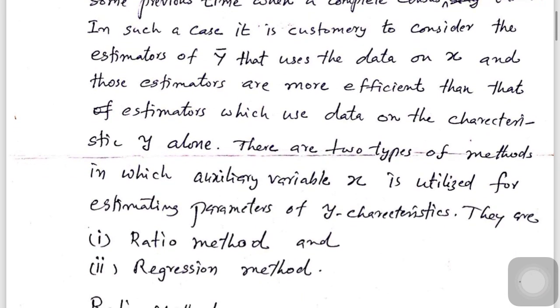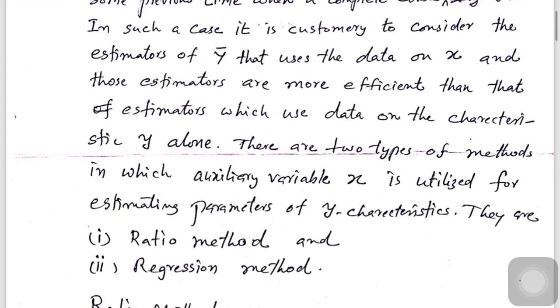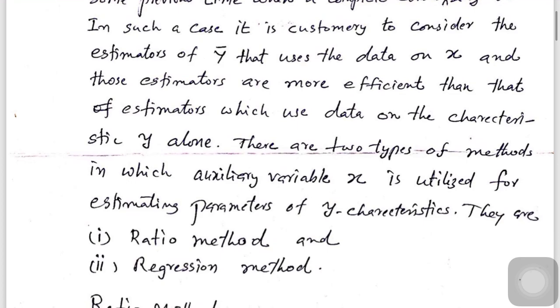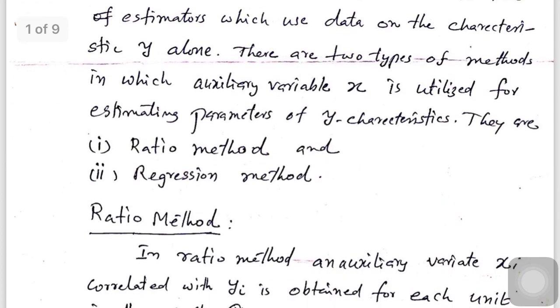And you can see that there are two methods of estimation by making use of auxiliary information. These two methods are called ratio method of estimation and then regression method of estimation. And in this video we shall discuss ratio method of estimation.